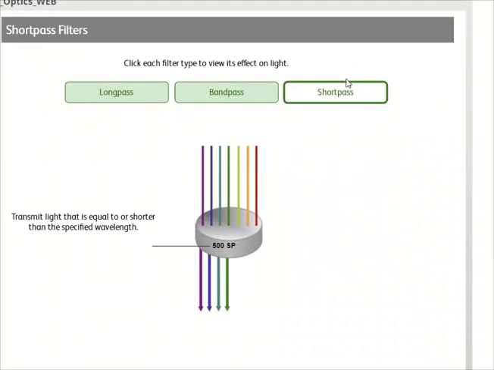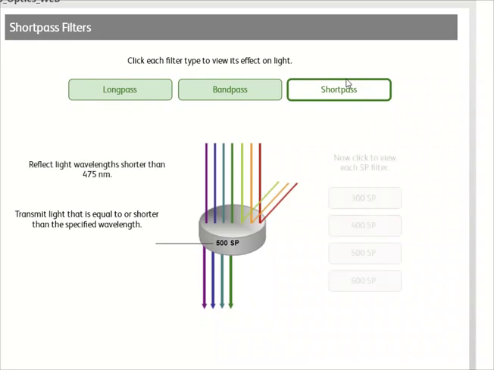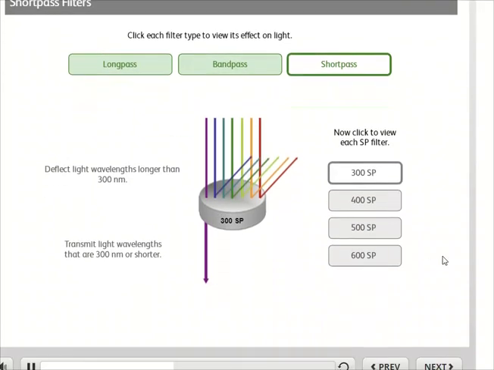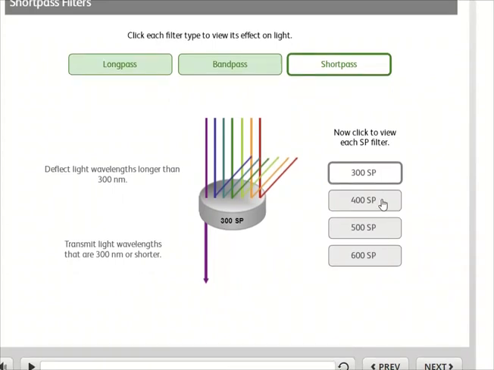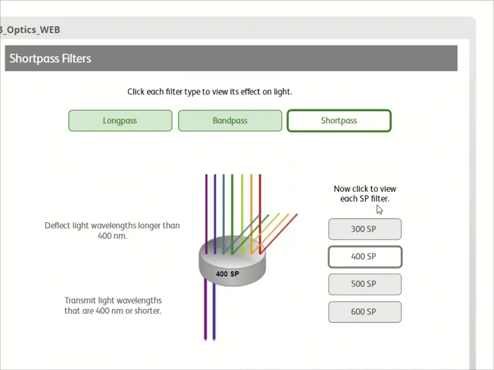Short-pass filters transmit light that is equal to or shorter than the specified wavelength.